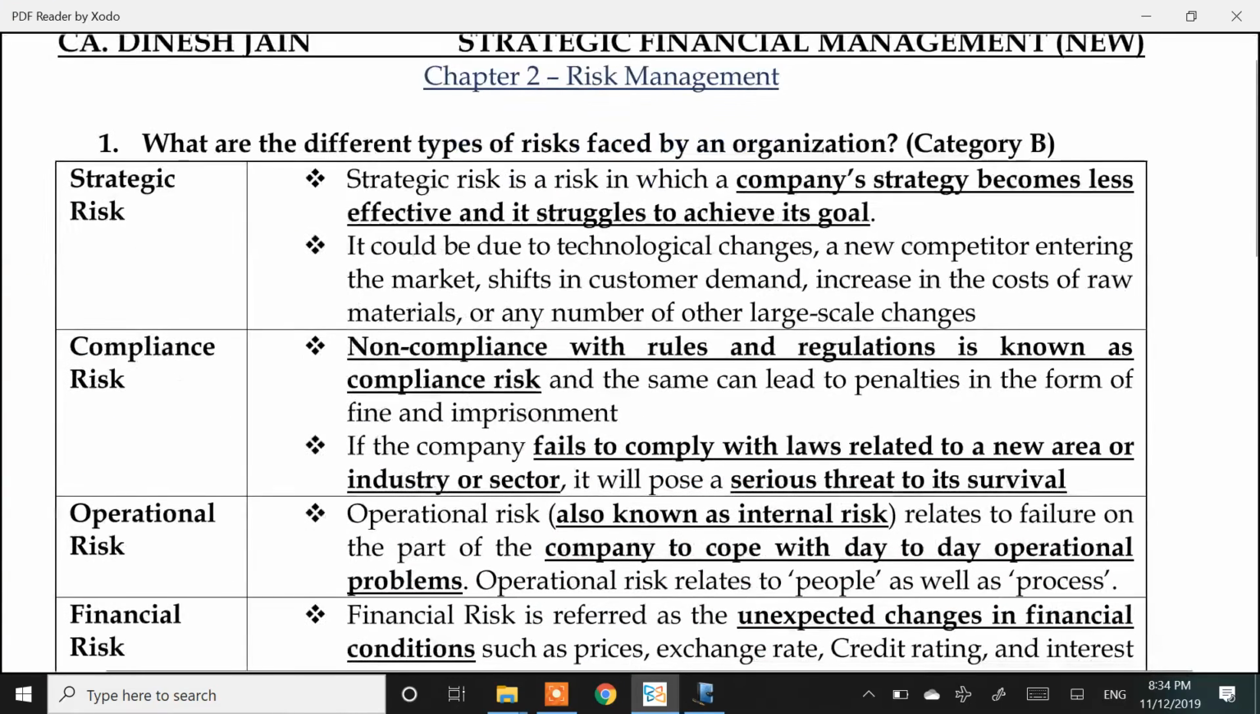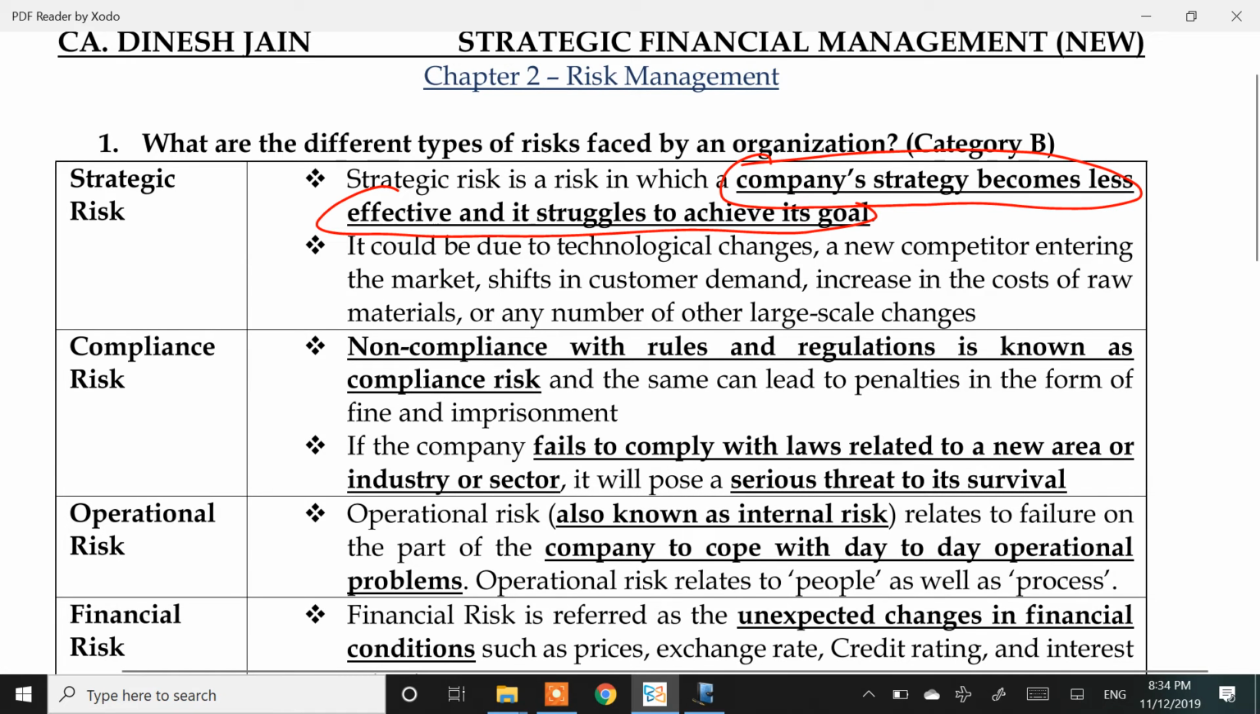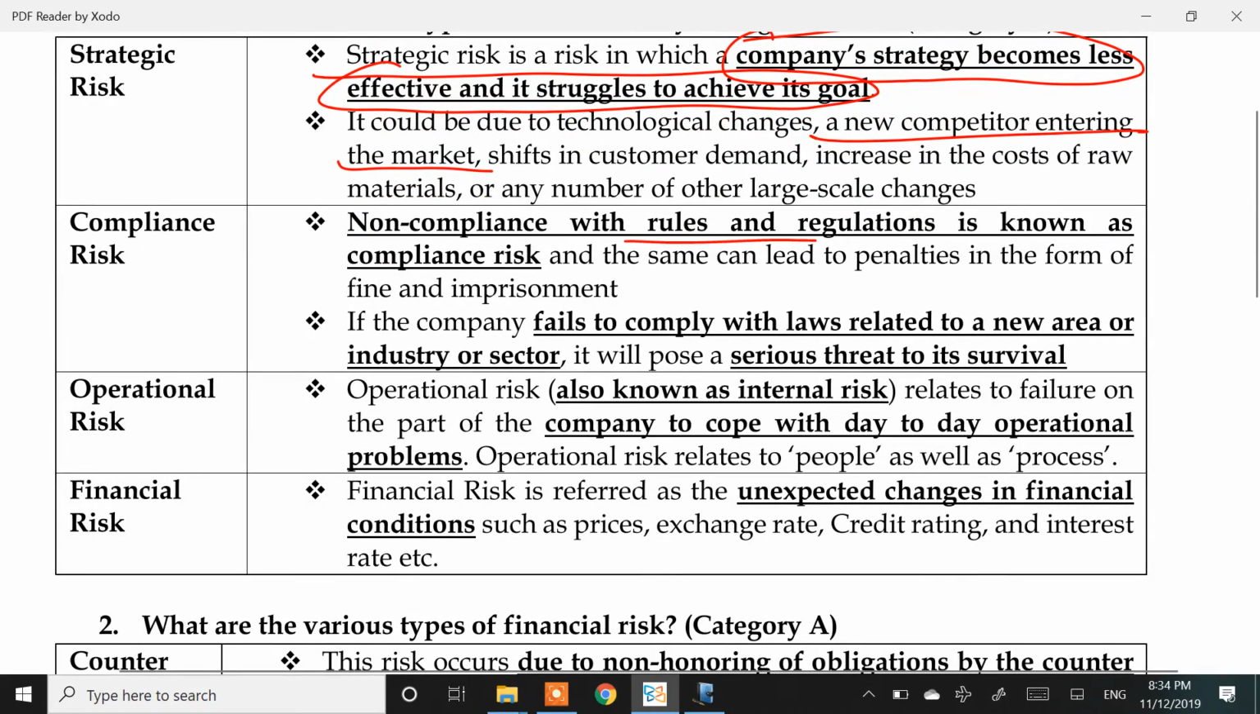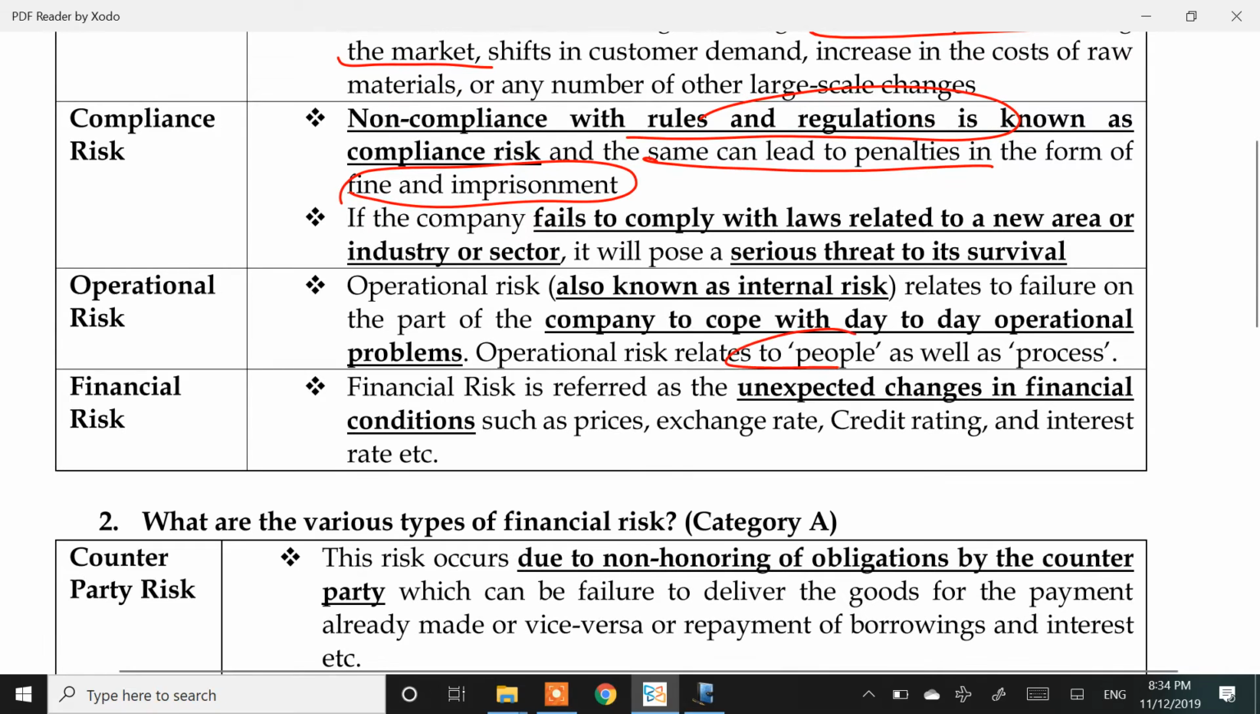So let's look at this. Strategic risk is something which impacts the company's strategy so that it struggles to achieve its goal. An example is a new competitor entering the market. Compliance risk is non-compliance with rules and regulations, which can lead to penalties in the form of fines and imprisonment. Operational risk is also known as process-driven risk or people-driven risk. This is an internal risk of not being able to meet day-to-day operational problems. And financial risk is unexpected changes in financial conditions, which can be prices, exchange rate, credit rating and interest rate.